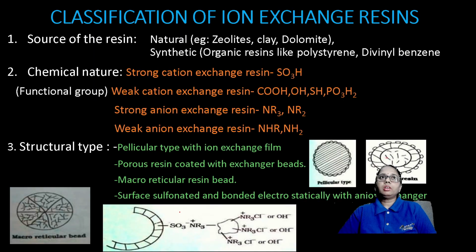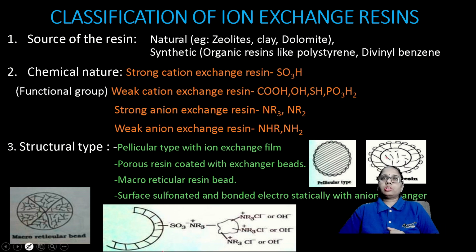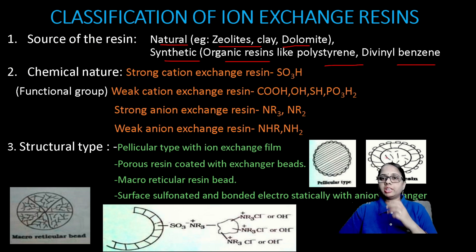Okay, coming to the classification of these ion exchange resins, how we can classify based on the source of the resin. First of all, based on the source of the resins, we can classify them as natural and synthetic. So natural resins are nothing but zeolites, clay and dolomite. Synthetic resins are organic resins like polystyrene and divinyl benzene. These are the materials which are going to be used as the resin materials.